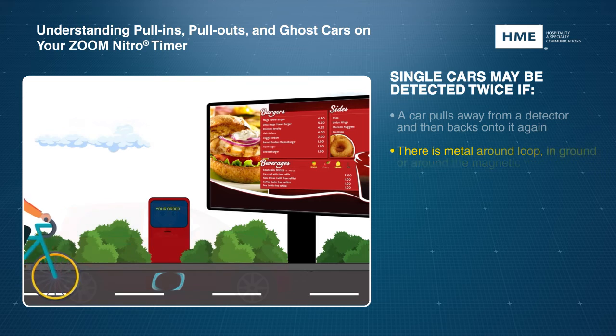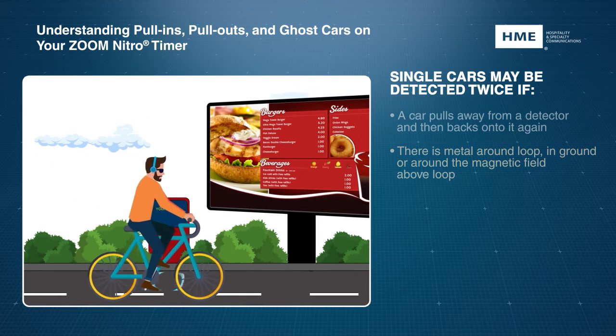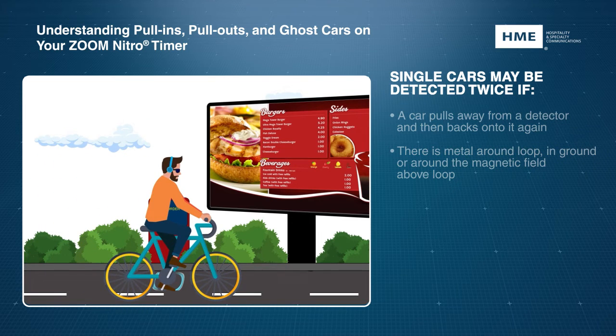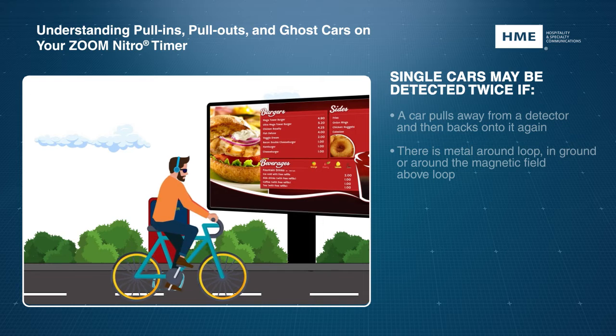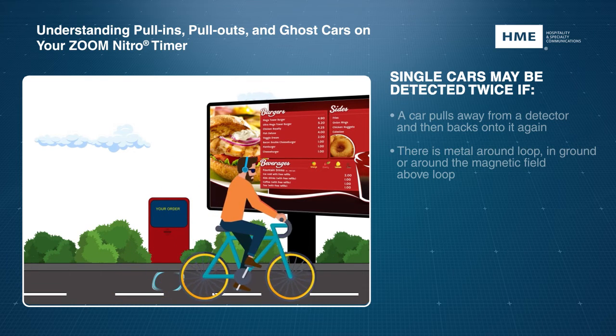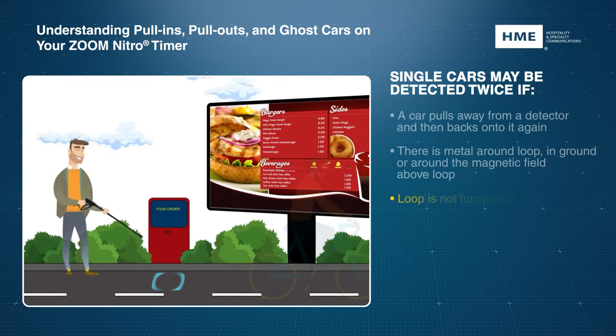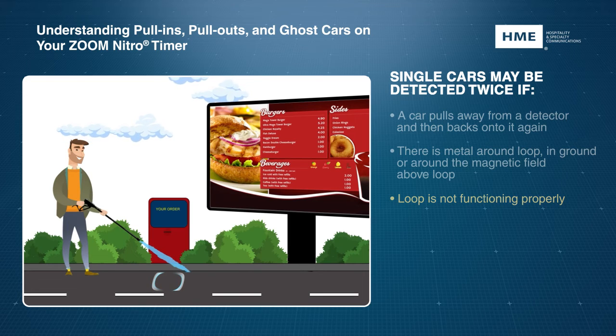There is metal of some type around the loop, in the ground, or around the magnetic field above the loop, such as a bicycle, that may affect its normal operation. The loop is not functioning properly. This could be caused by exposure, power washing the lane, or damage to the wire. The loop can be tested by a technician to confirm.